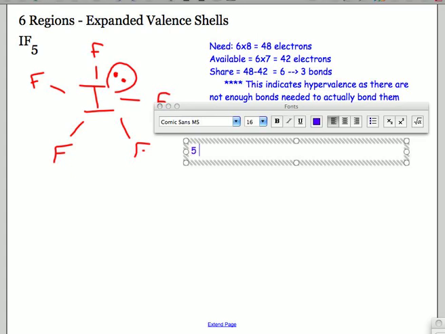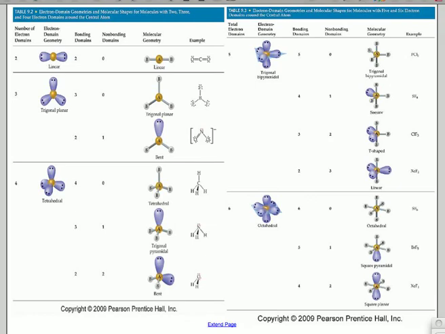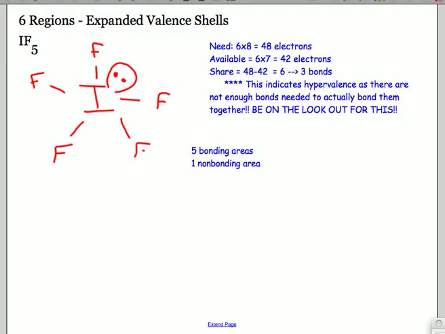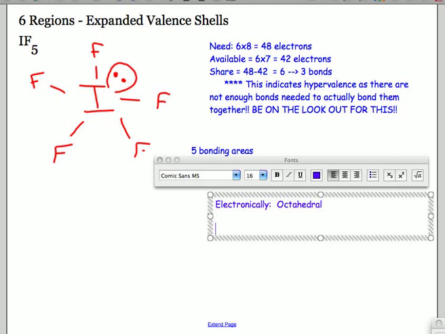So we have 5 bonding areas. We have 1 non-bonding area. And we can come up here, 5 and 1. And that means we're based on an octahedral, but we are a square pyramid. And that's what we are. So electronically, we are an octahedral, but molecular, we are a square pyramid.